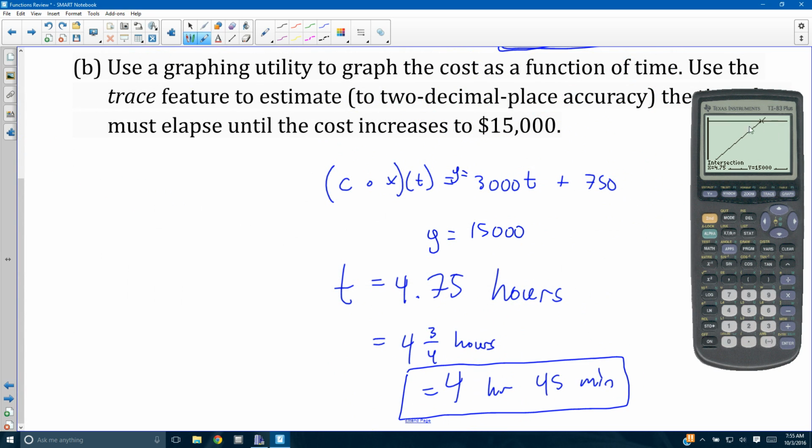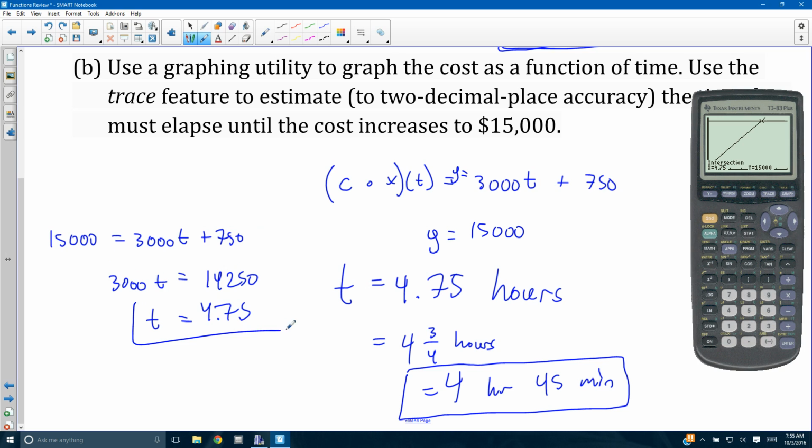And again, you found out where those 2 things intersected. You could solve it algebraically as well. You set 15,000 equal to 3,000t plus 750. And that would, I don't know what 15,000 minus 750 is, 14,250. And then you divide by 3,000 and you'll get apparently 4.75 the same way. You can just confirm that algebraically, but solving it graphically also works. And that is 2 decimal places.